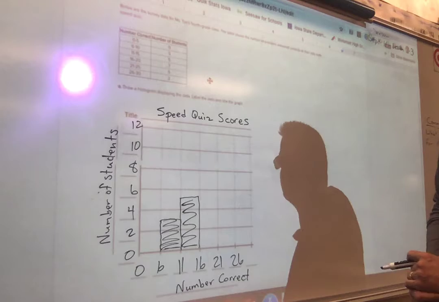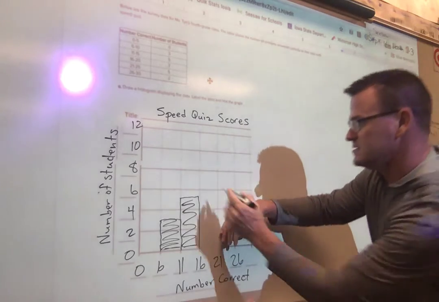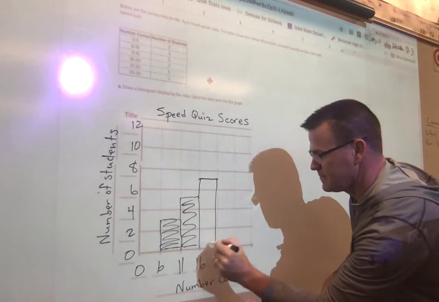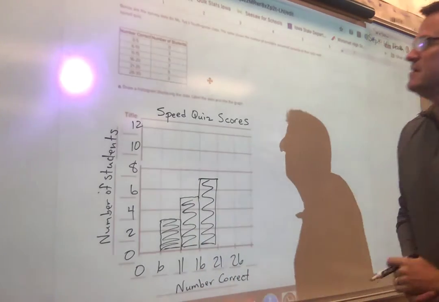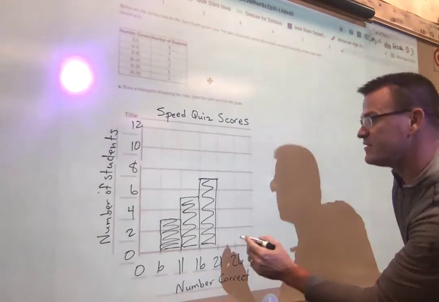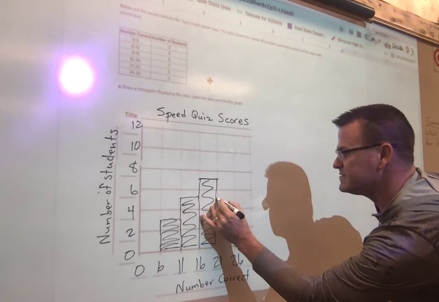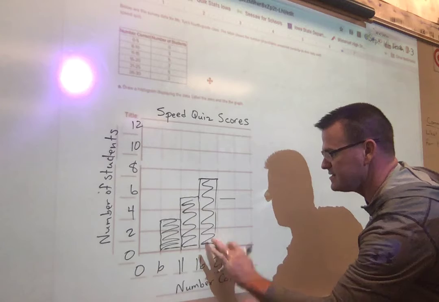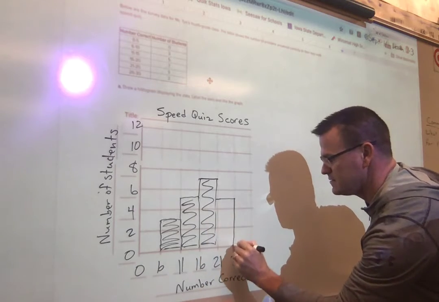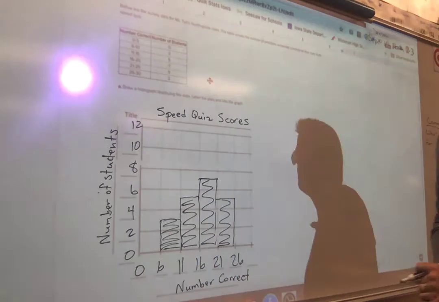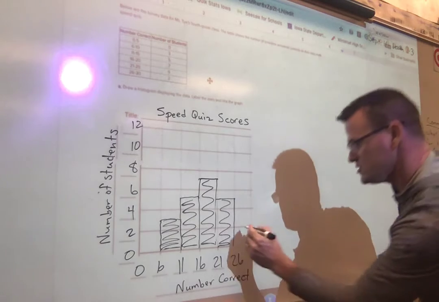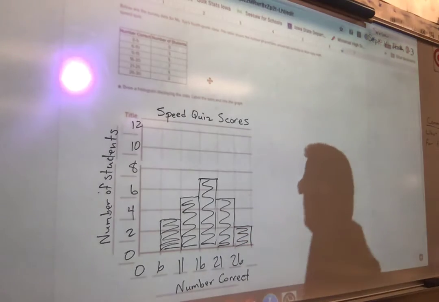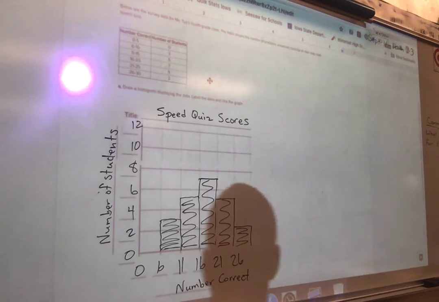And between 16 and 20, there were 7. So I'd be up here at 7. And between 21 and 25, there were 5, which would be the same as this one, approximately there. Oops, they would share and touch there. And then between 26 and 30, there were 2, so we go right up to this line here. And we've created our histogram now, okay?